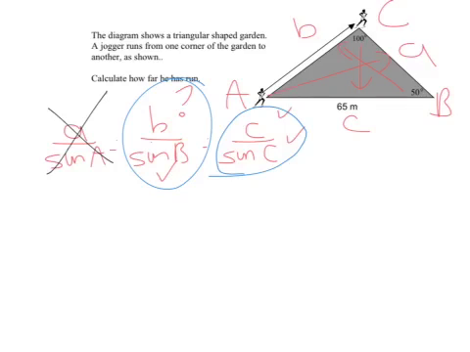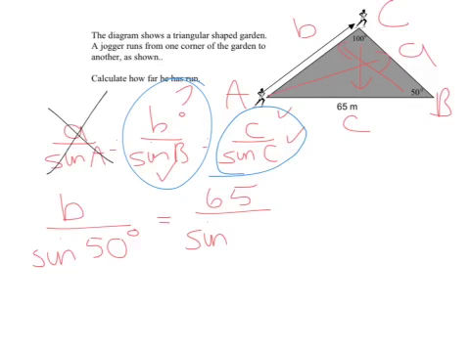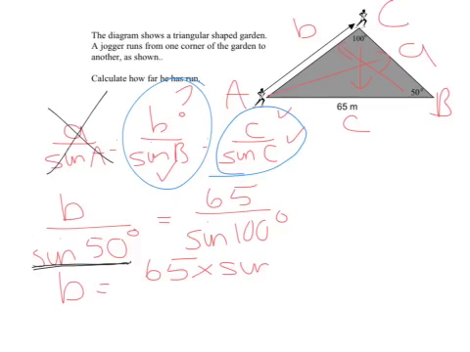So this B is what I'm trying to find, and then sine B, so if I look at angle B, that's sine of 50, and that's equal to side C, which is 65, divided by sine of angle C, so sine of 100. Okay, so by using all of the same techniques that we've learned for solving equations, here I am dividing by sine of 50. So if I want to pretend that sine of 50 never happened to B, I'm going to have to multiply by it. So B is going to be equal to 65 times sine of 50 divided by sine of 100.